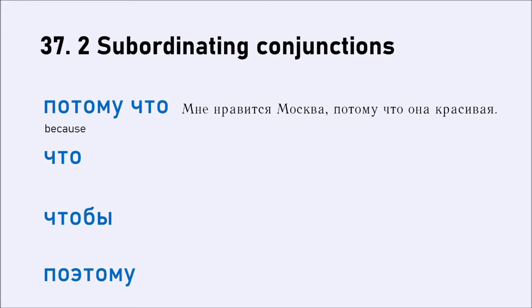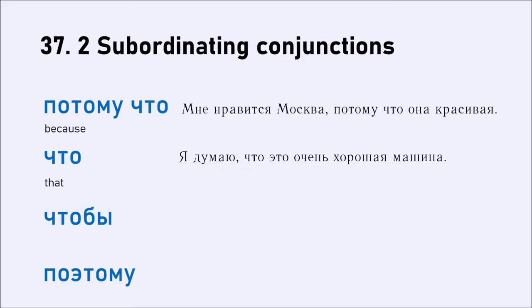The next subordinating conjunction is что, and you know already that on its own this means what. However, as a conjunction, this actually means that. Example: Я думаю, что это очень хорошая машина. I think that this is a very good car.